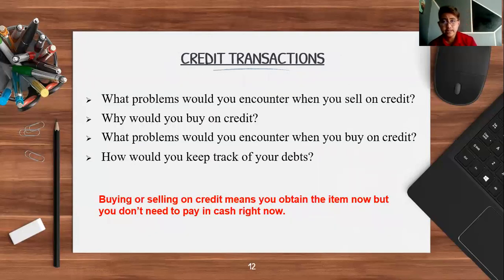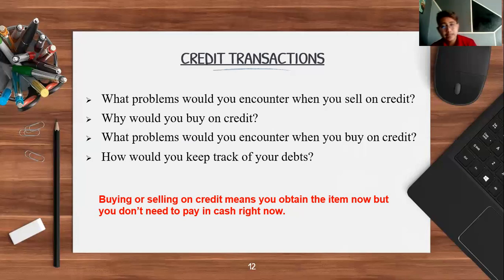So let's proceed sa credit transaction. What problem would you encounter when you sell on credit? Ano yung mga problema na makukuha natin o ma-experience natin once we sell our product or services on account or on credit? Ibig sabihin, pinautang. Okay? So, what would you buy on credit? Ano ba yung bibilhin mo when it comes na pwede umutang sa isang negosyo or pwede umutang sa isang entity? Next is what problem would you encounter when you buy on credit? Ano ba yung mga problema na papasok sa atin or ma-experience natin once you buy on credit? Okay?